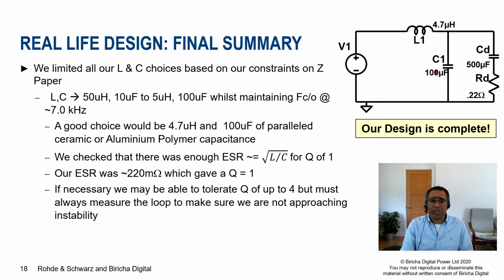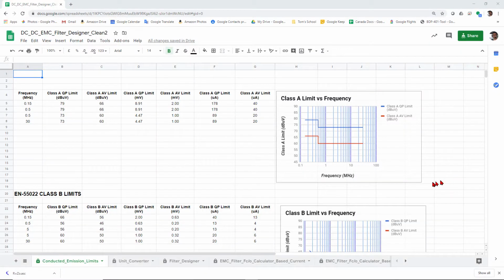So what I'm going to do now is demonstrate for you how we calculated these numbers and how we're going to measure them. This is the spreadsheet that we provide to the engineers in the workshop. There is one for DC-DC EMC filter design, and there is one for AC-DC. There is a phenomenal amount of equations and design guidance that has gone into the spreadsheet.